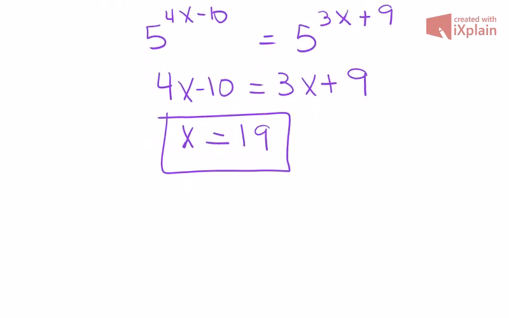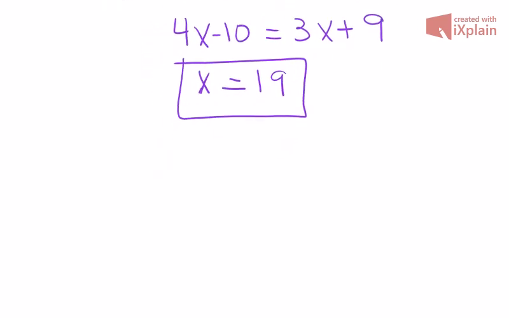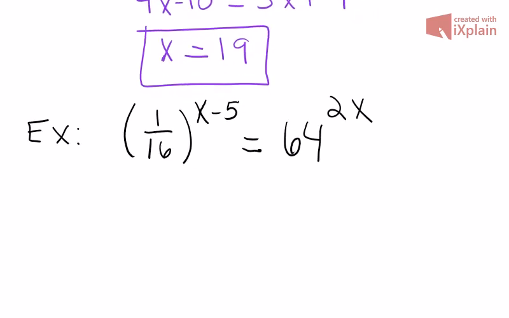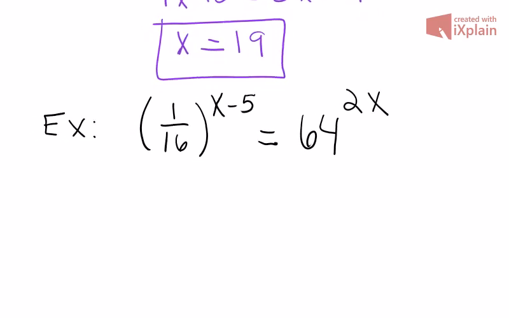Here's one more for you to try. This one has a fraction, so let's give that a go. Let's say we have 1 over 16 to the x minus 5 equals 64 to the 2x. So I know that 16 and 64, well, actually you give that a try. Pause it, give it a try, and then play the video.